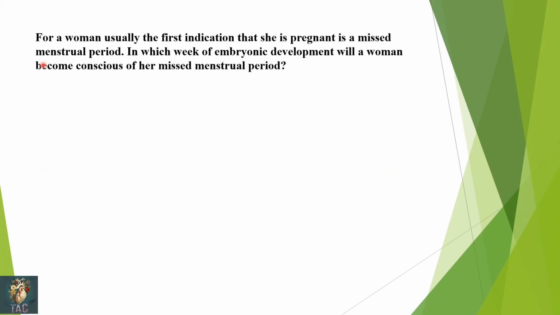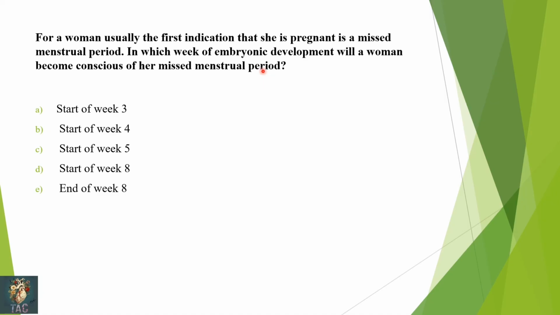For a woman, usually the first indication that she is pregnant is that she has missed her menstrual period. In which week of the embryonic development will a woman become conscious of her missed menstrual period? So either the start of the third, fourth, fifth, eighth, or end of the 8th week. Please remember the ovulation takes place usually at 14 to 15 day of a normal 28-day cycle. So in a normal cycle of 28 days, 2 weeks have passed when she doesn't miss her cycle, and at the start of the 3rd week when she misses her cycle, she comes to know that she might be pregnant. So this is the correct option.